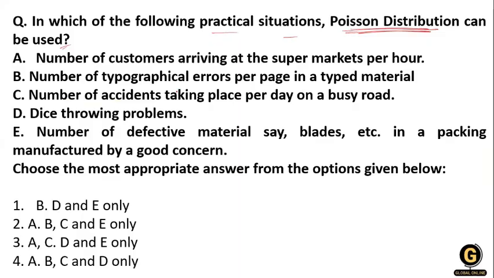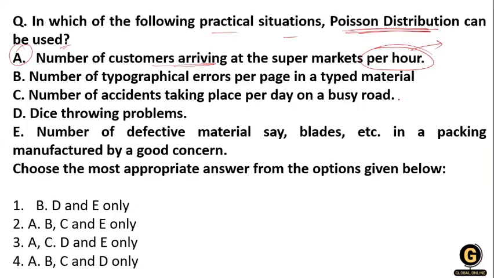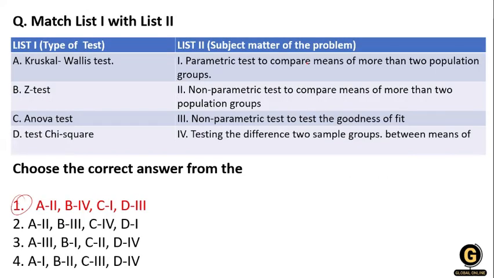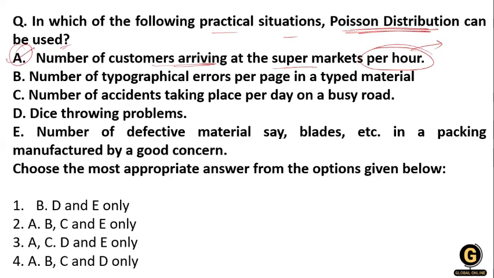Now statement 1 is given: number of customers arriving at a supermarket per hour. The word "per hour" is used here, which means within a given time interval, every hour, customers arrive at the supermarket. The customer does not depend on the supermarket, he can go anywhere, so the event is also an independent event. Clear? So option A is correctly used in the Poisson distribution.